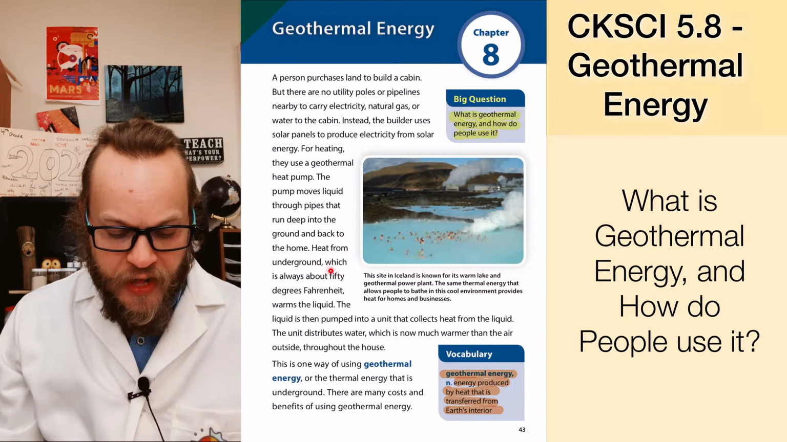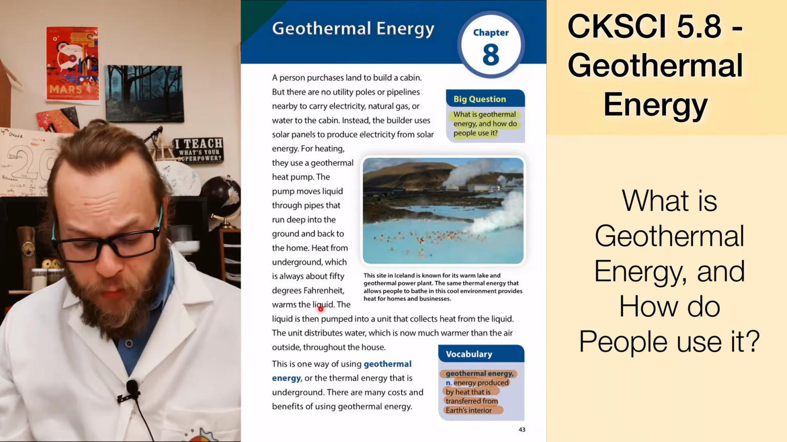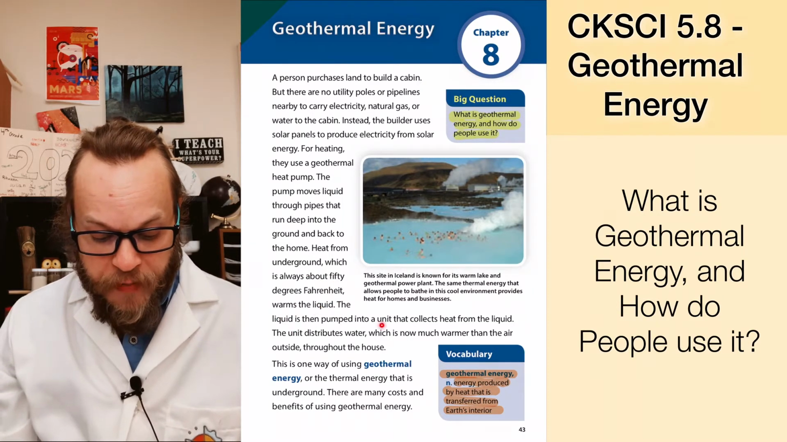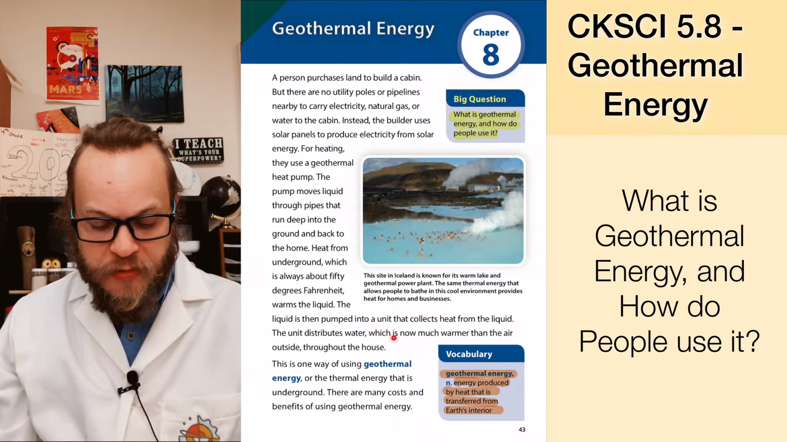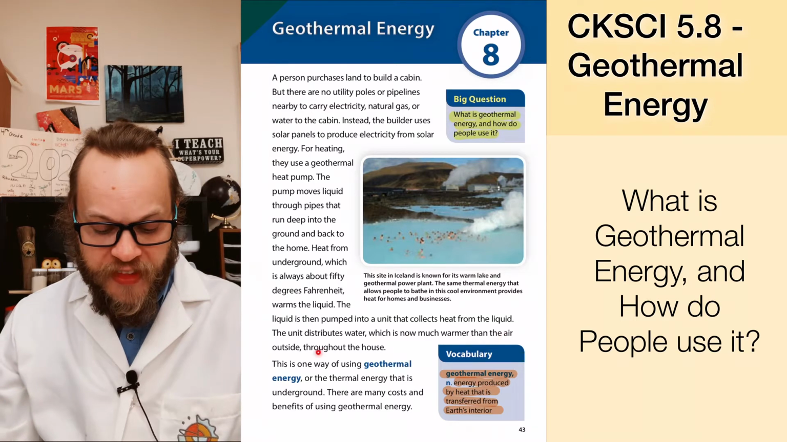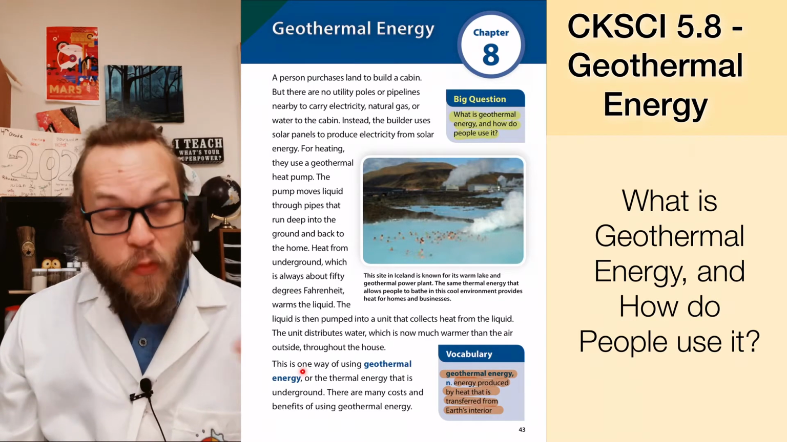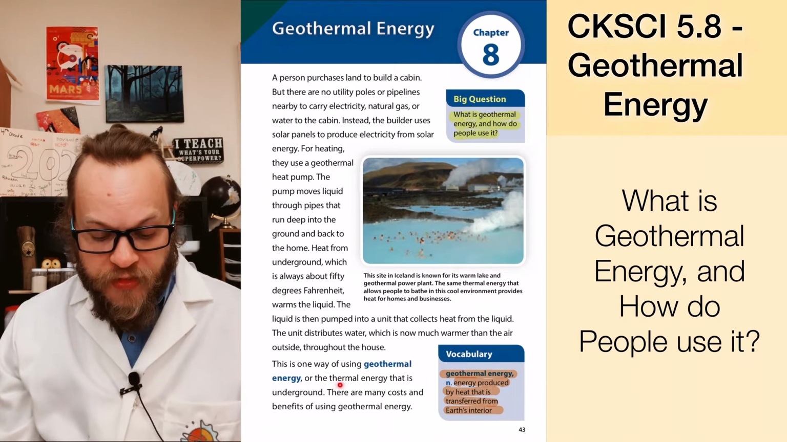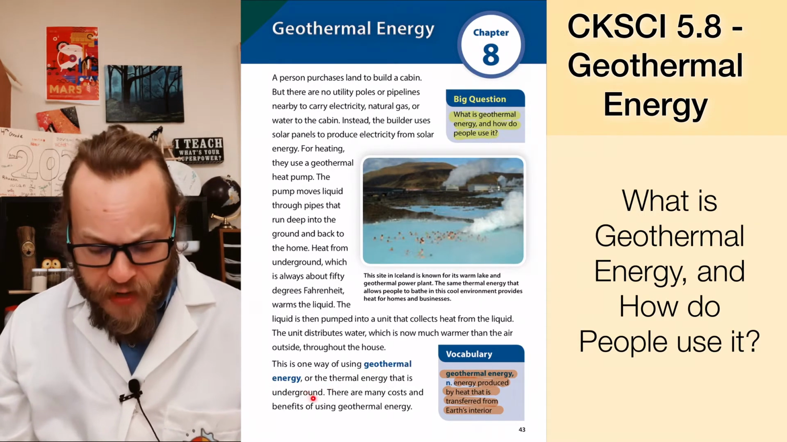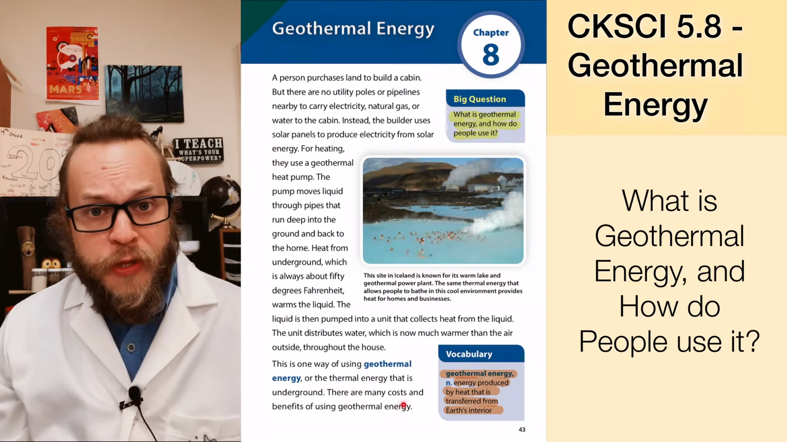Heat from underground, which is always about 50 degrees Fahrenheit, warms the liquid. The liquid is then pumped into a unit that collects heat from the liquid. The unit distributes water, which is now much warmer than the air outside, throughout the house. This is only one of the ways of using geothermal energy, or the thermal energy that is underground. There are many costs and benefits to using geothermal energy.